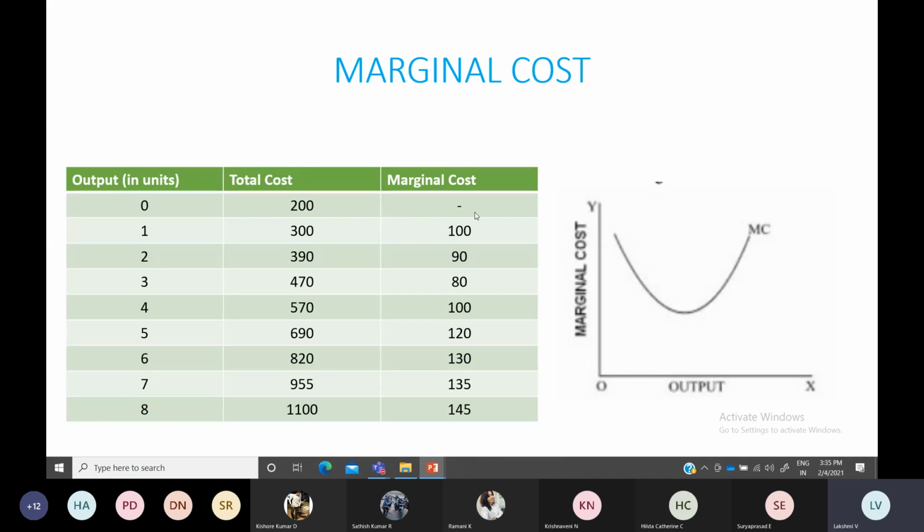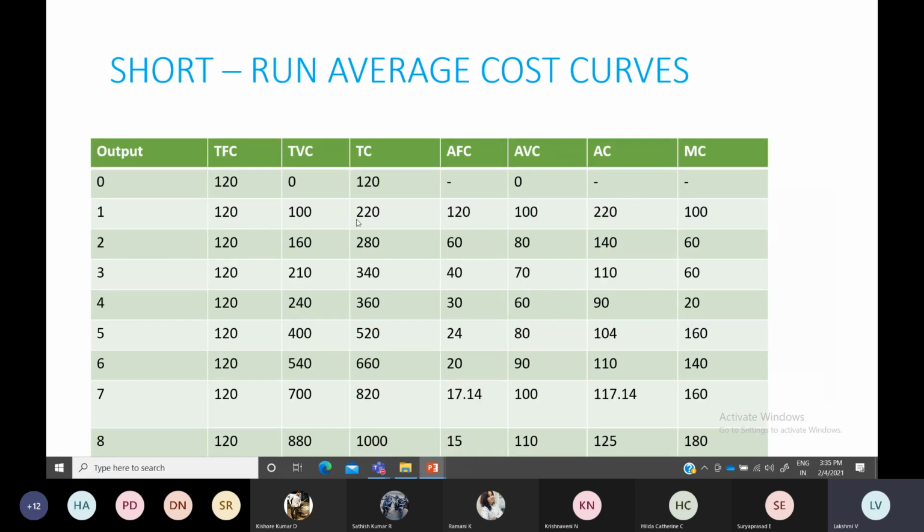This and this difference you can put over here. So like this you can calculate marginal cost. Average fixed cost and average variable cost: if you divide by the output, you will easily get the average fixed cost. Like this you can form the table. You need not mark up the values. Output is increasing from 0 to 8. Whatever we have already seen has been clubbed here together and shown as a table.